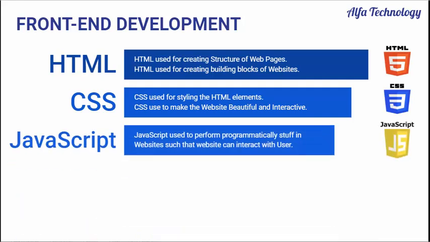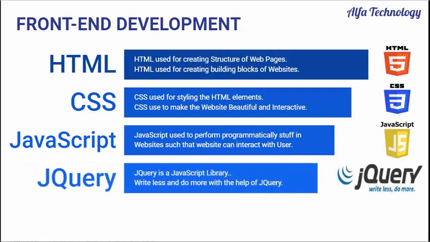After that, we have JavaScript. JavaScript is a programming language used to perform programmatic tasks in a website so that the website can interact with the user. After that, we have jQuery. jQuery is a JavaScript library which provides us the facility to write less and do more. Basically, jQuery contains JavaScript code, but it gives us the facility to write less code and do the same thing that you can do with JavaScript by writing a huge amount of code.